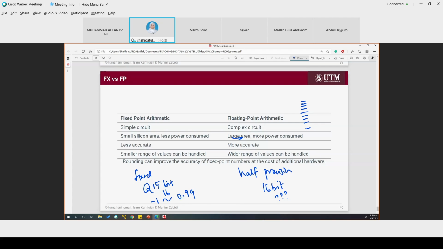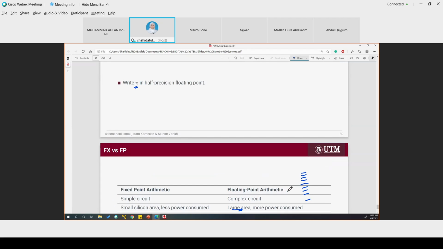And then the rounding can improve the accuracy of fixed point numbers at the cost of additional hardware. That is the drawback or the disadvantage of the fixed point. It has the accuracy problem. It can be fixed using rounding, but rounding will add another circuit, additional hardware in your circuit, because it needs more calculations. All right, so that's all for fixed point and floating point.